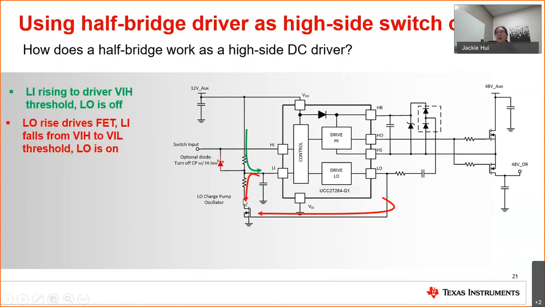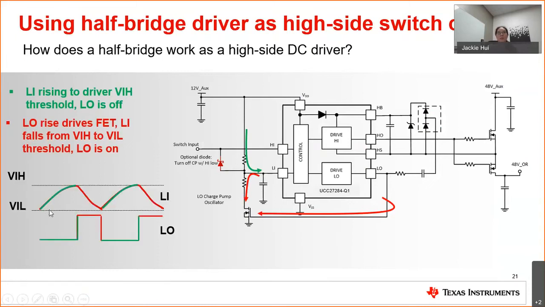Slowly discharge the Li and turn off the LO. So this cycle will repeat itself. This is what the signal looks like.